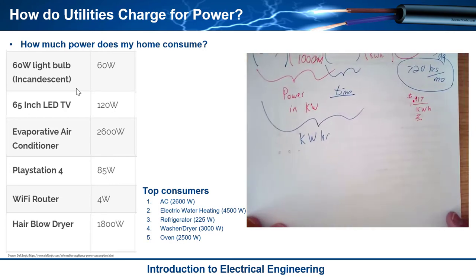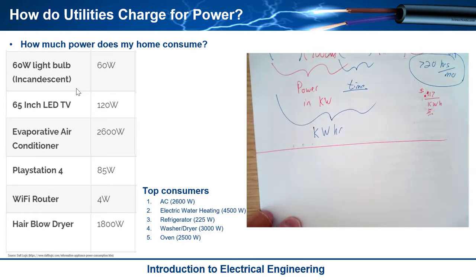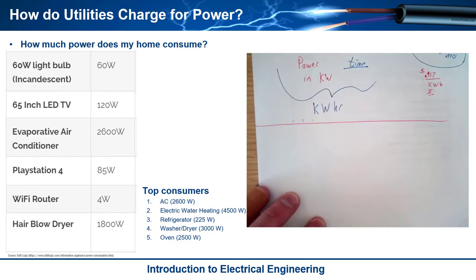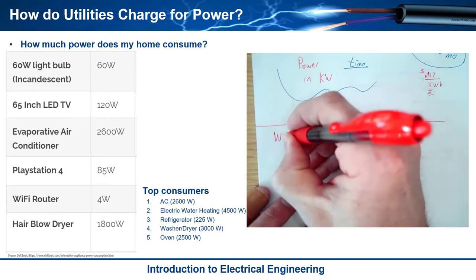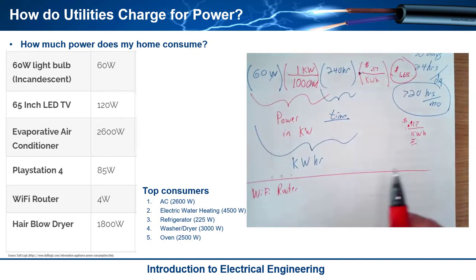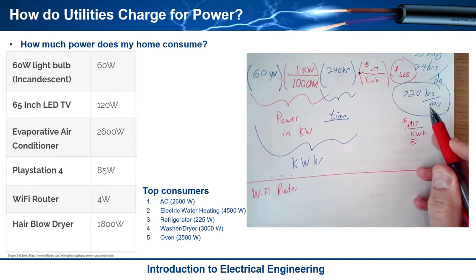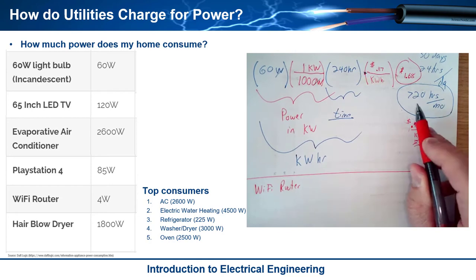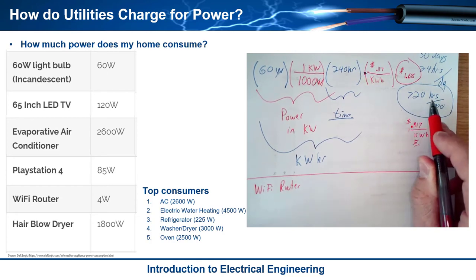But let's do one more calculation. Let's do the Wi-Fi router just to show what that is. Here's what I contend: I think the router's on 720 hours a month. I say that because the router's always going. It's always plugged in. It's always looking for stuff. Even if you're not transmitting information, it's always looking for you. And then it's always doing updates and everything. So I will contend that your router's running 720 hours a month.